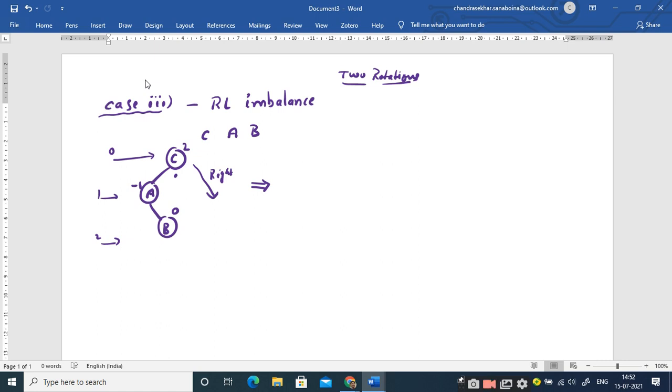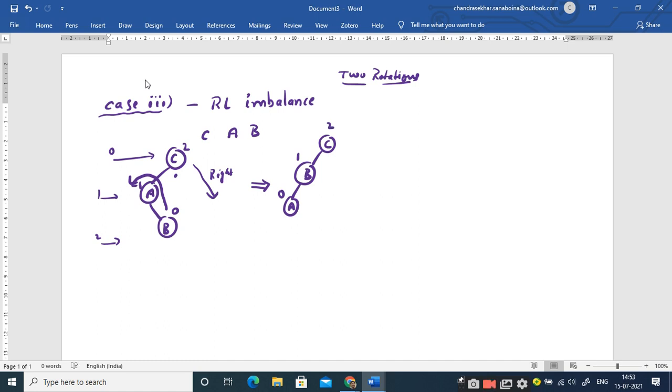So what is the solution you have to give? The rotation should always be in the opposite direction. So you first perform the left rotation here, left rotation with respect to A and B. When I perform the left rotation, my AVL tree will be like this: C, B and A. So I pull this A here. B goes up and A comes down. Now consider the balance factors. It is 0, it is 1 and it is 2.